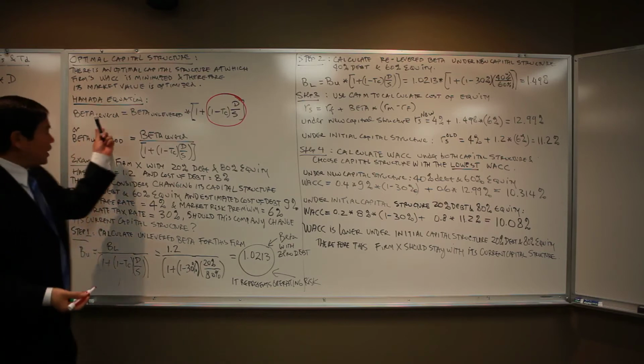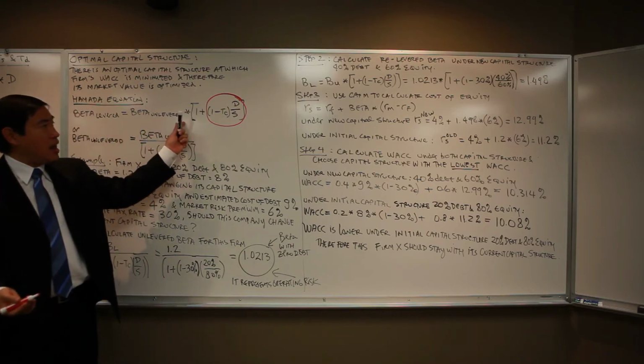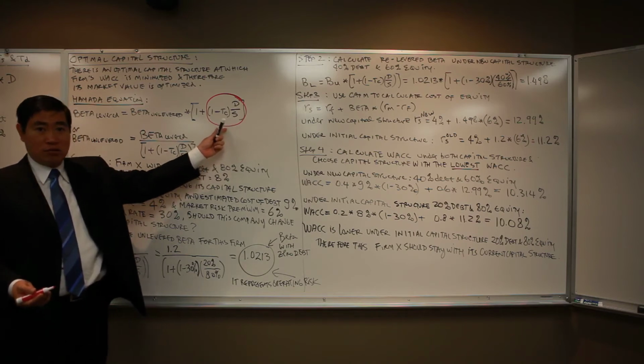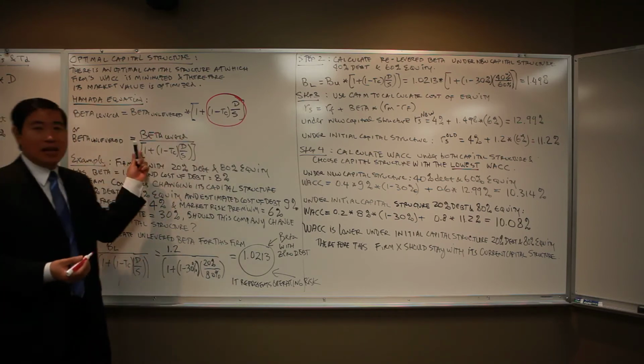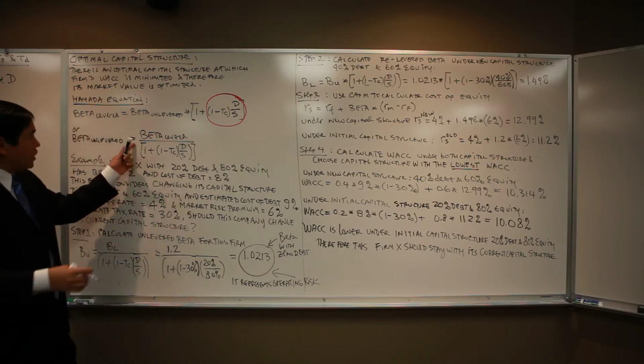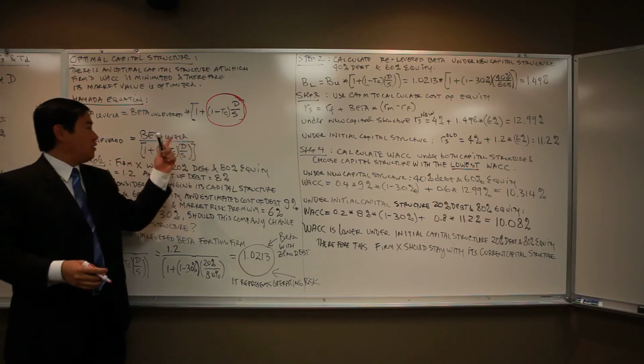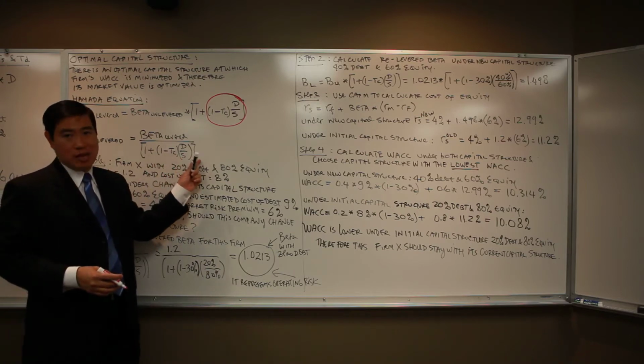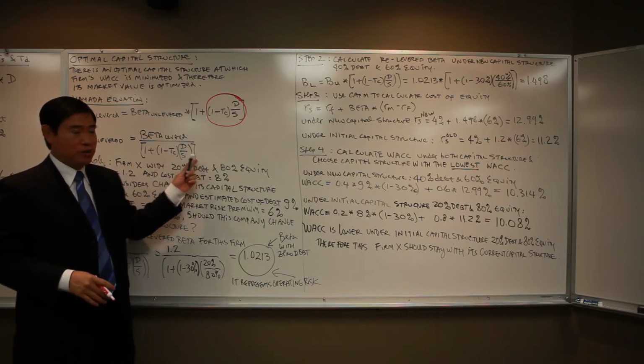So the levered beta is equal to the unlevered beta times 1 plus (1 minus tax) times the debt-to-equity ratio. Then the unlevered beta is the inverse of that: it is equal to the levered beta divided by 1 plus (1 minus tax) multiplied by the debt-to-equity ratio.